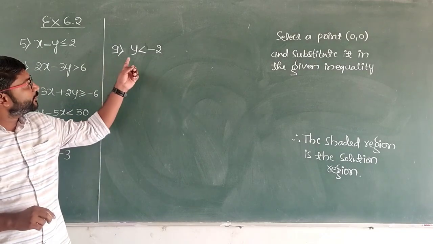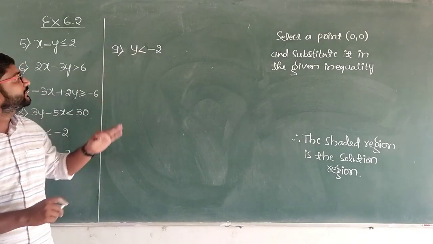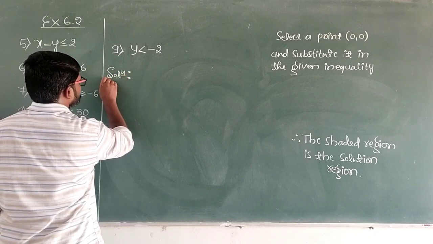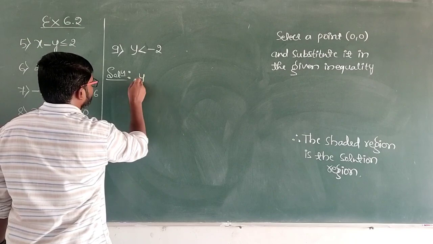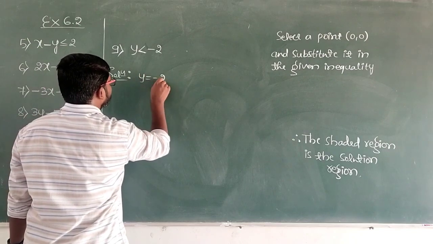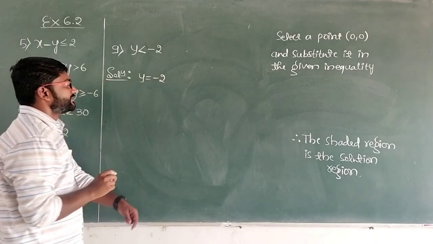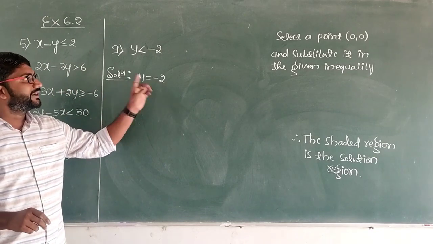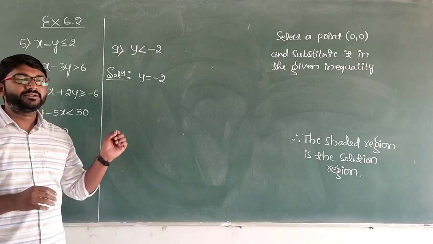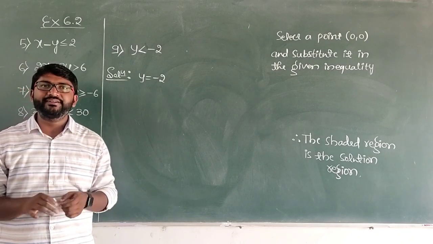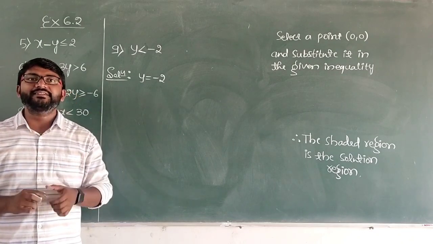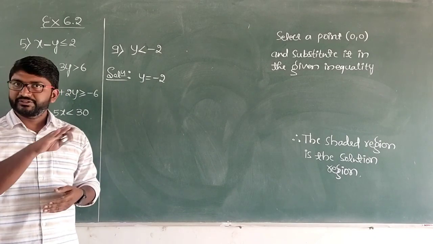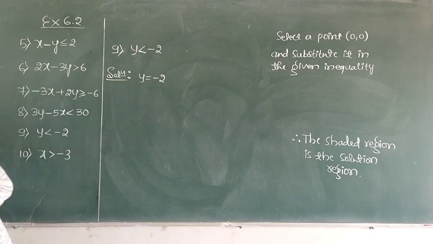The given inequality is y less than minus 2. So it is y equals minus 2. Always the first step is to remove the inequality sign and write the equal sign, which is y equal to minus 2. We have discussed vertical lines and horizontal lines in the straight lines introduction. So what is y equal to minus 2? y equal to minus 2 is a horizontal line.